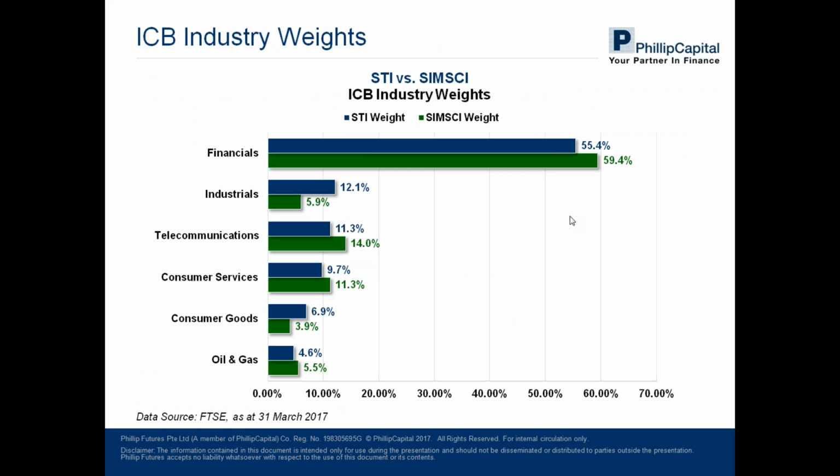When it comes to industry weights, as you can see from the breakdown here, they're largely similar, with very little difference in the weightings. Both indices have a very heavy weight on financials, to be more exact, on the banks. The banks take up a very big and sizable portion of both indices. So it is safe to say that anything that is expected to move the banks will have an impact on the index price movements as well. It's a very financial-heavy index for both the STI and the SIMSCI. There's not much of a difference between the two indices when it comes to the weights.